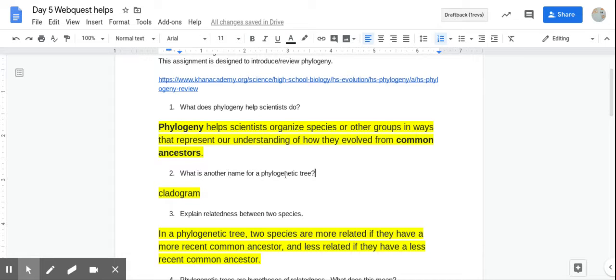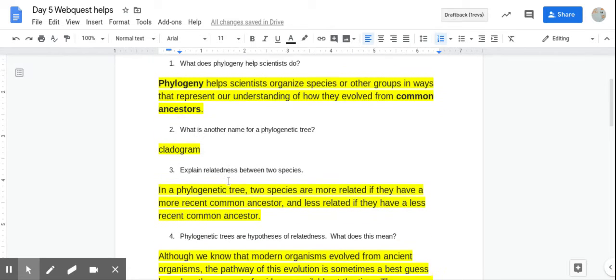What is another name for a phylogenetic tree? It's called a cladogram. All right, that's number two.